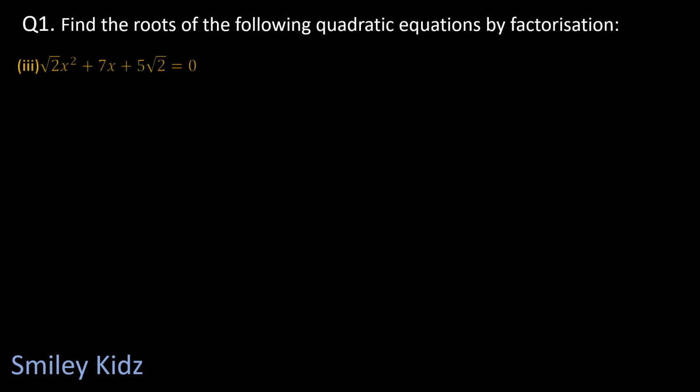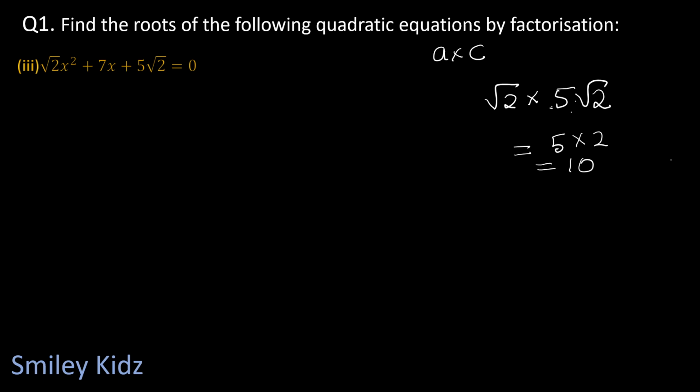Moving on, we have root 2 x squared plus 7x plus 5 root 2 equals 0. Again, a into c. What is a over here? Well, a over here is root 2 and c over here is 5 root 2 exactly. Now here I have 5 into 2, which is going to give me 10. Now I'm going to find the factors of 10. So the factors of 10 would be 5 into 2, well obviously.